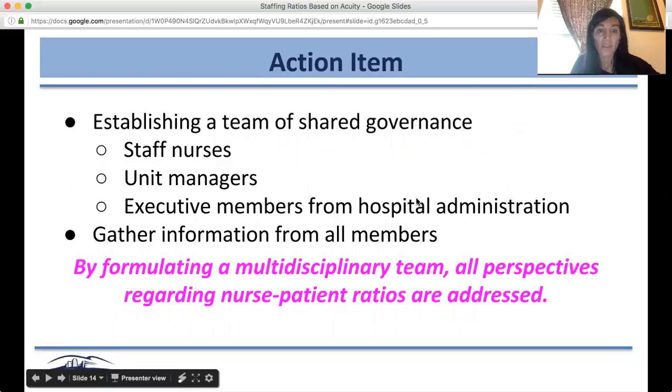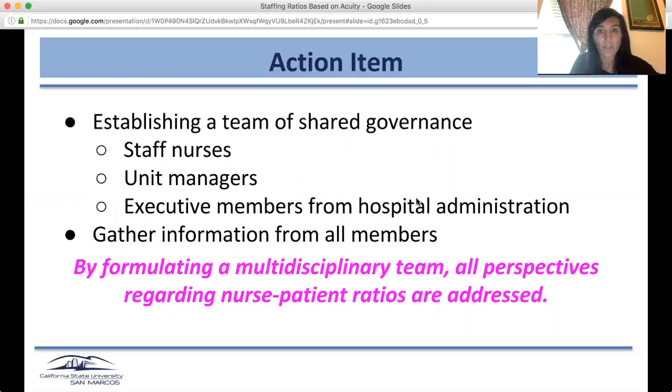Establishing a team of shared governance. This can include staff nurses, unit managers, executive members from hospital administration. In forming a team, it allows for the concerns of all to be addressed. Staff nurses can provide their feelings about inappropriate ratios, including increased stress levels, increased burnout, a decrease in the quality of care that they're able to provide.